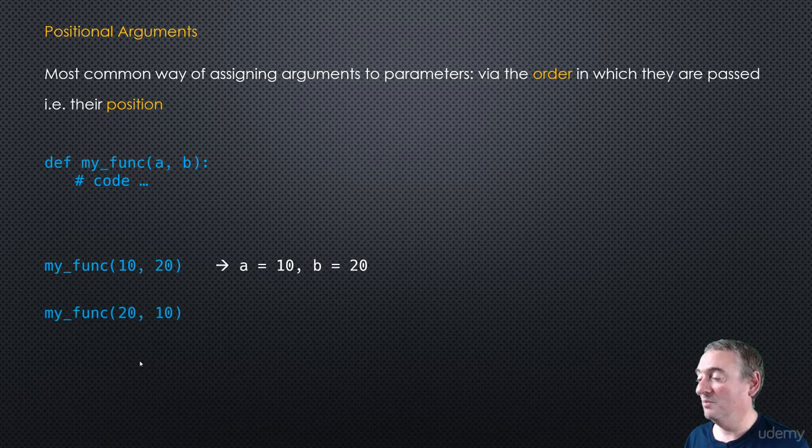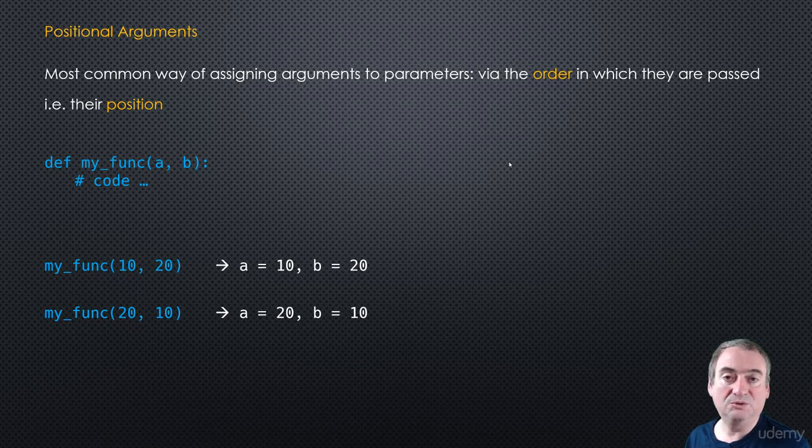On the other hand, if we call myfunc 20, 10, the same thing happens, except that in this case, the first argument is 20, so it will get assigned to the first parameter, and 10 will get assigned to the second parameter, since it's the second argument. And so we end up with a equal to 20 and b equal to 10. So that's just positional arguments, and it just basically looks at the position of the argument and assigns it to the corresponding parameter at the same position.